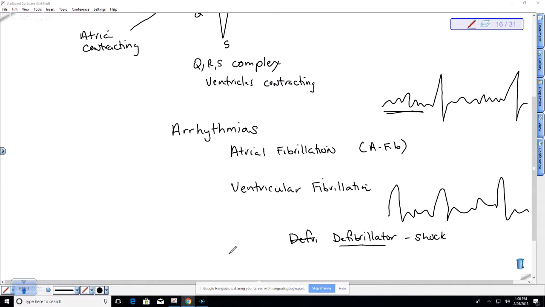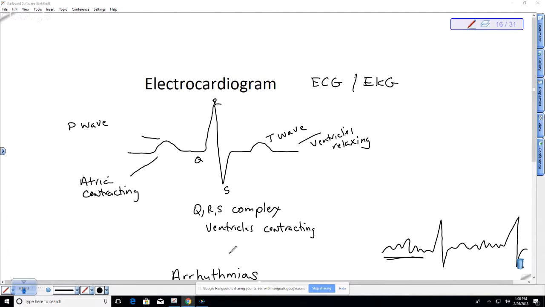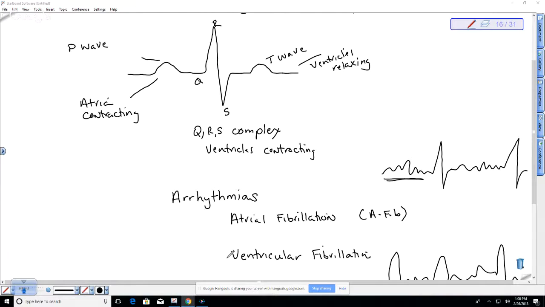Yeah. So that all has to do with that intrinsic conduction system, right? It doesn't have to be a signal from the nervous system to beat like that.